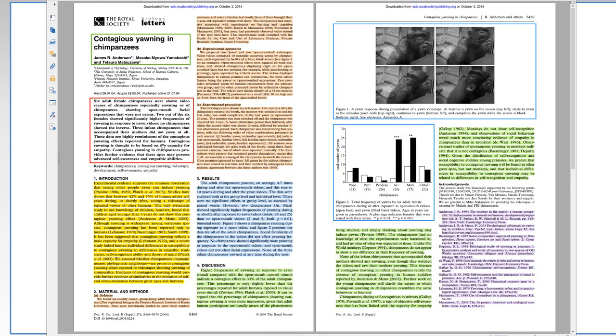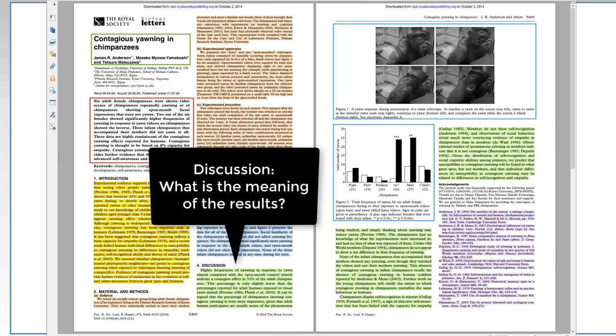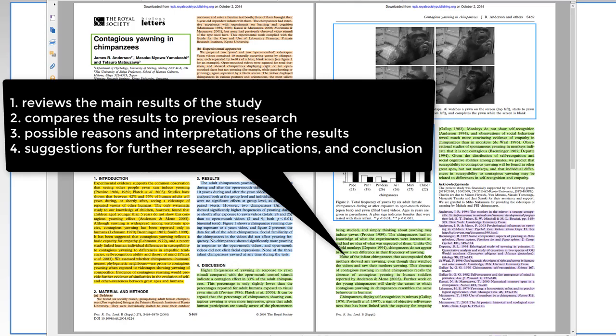The last section is the discussion section, and this answers the question, what is the meaning of the results? It reviews the main results of the study. It compares the results to previous research. Do they agree or contradict the previous research? It also discusses possible reasons and interpretations of the results. And it gives suggestions for further research, possible applications, and then finally the conclusion.